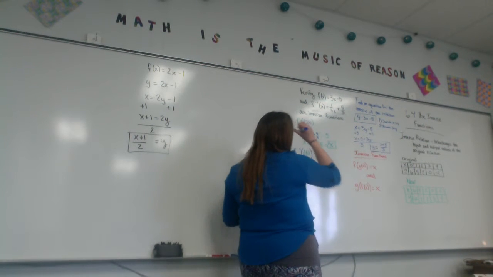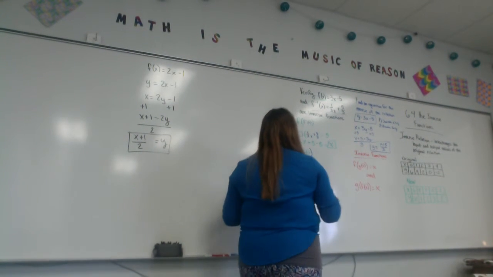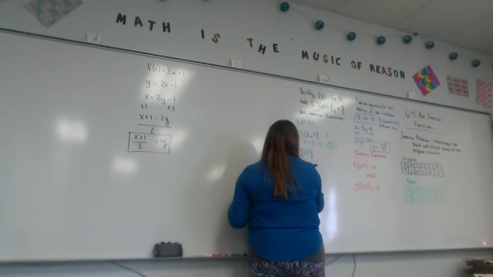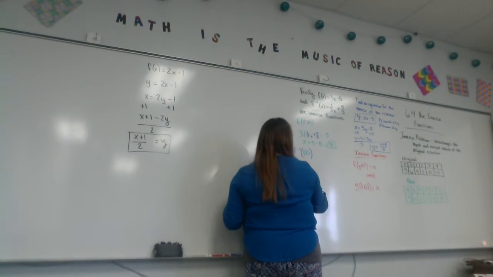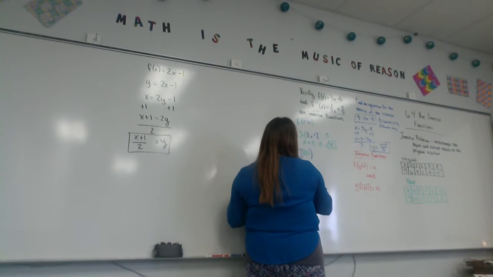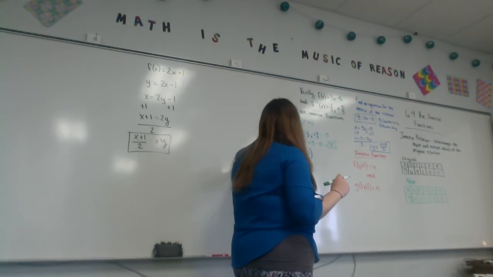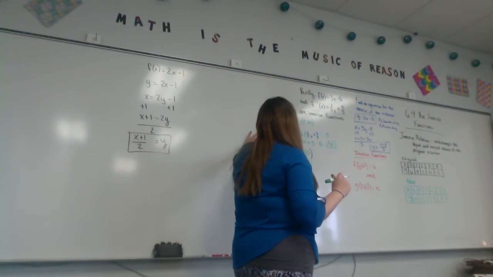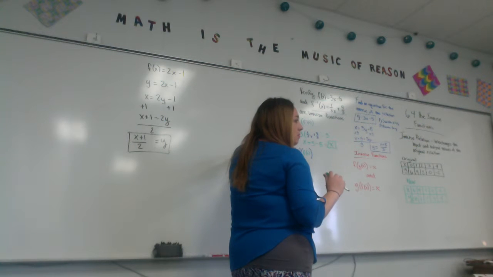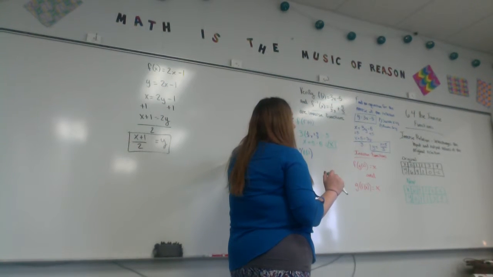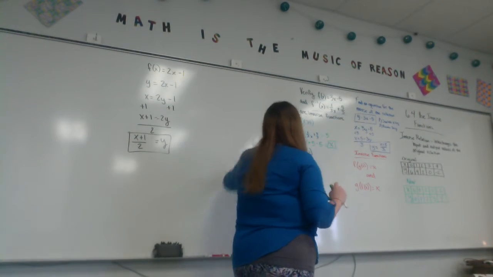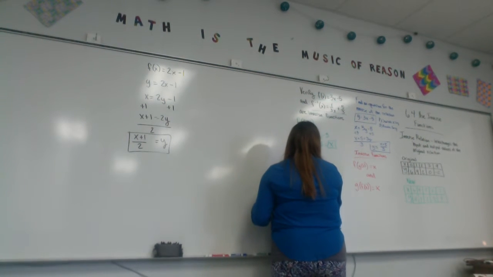So, how do I plug that in? What do I need to do there? Anywhere there is an x in the inverse equation, what do I plug in for it? The function equation, 3x minus 5. So I have this.